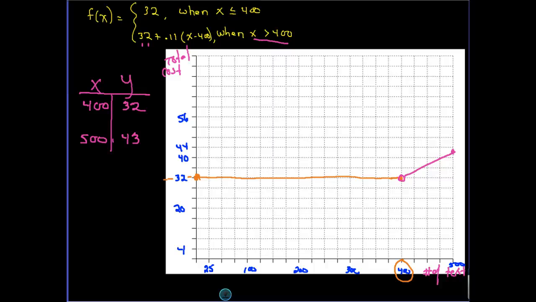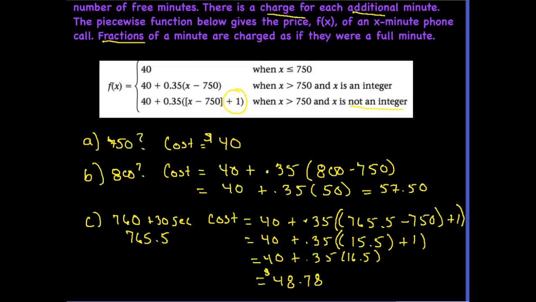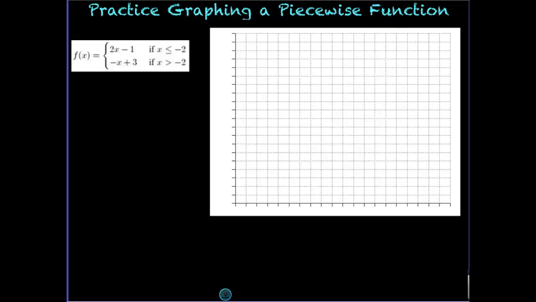We're going to try one more just to practice before you try it on your own. So here's an example where we have two piecewise functions. And these are set up as y equals mx plus b already. So if we look at our first one, we have the equation 2x minus 1. So y equals 2x minus 1.